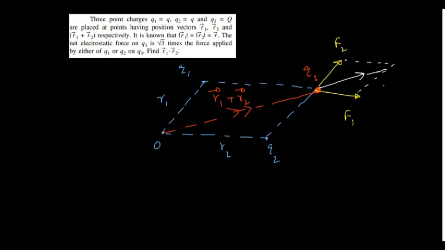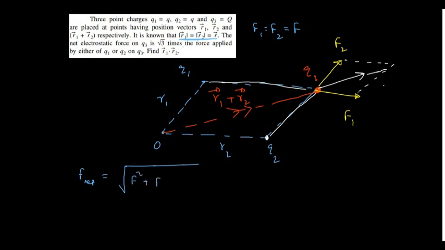You can see that these distances are equal. In the question they have said that the magnitudes of r1 and r2 are equal to r. So that means I can write f1 is equal to f2. Let us take it as f. So F net, what can I write? F net is equal to root under of f square plus f square plus, if I take this angle to be theta, so this is also theta, plus 2f square cos theta.